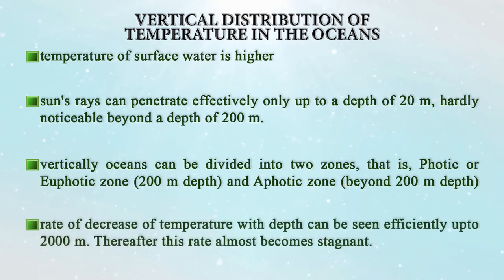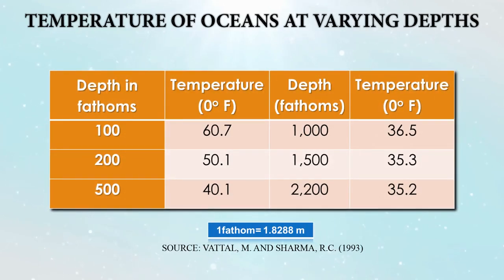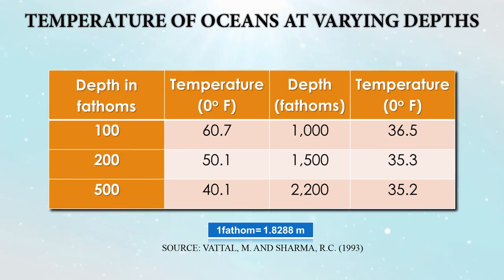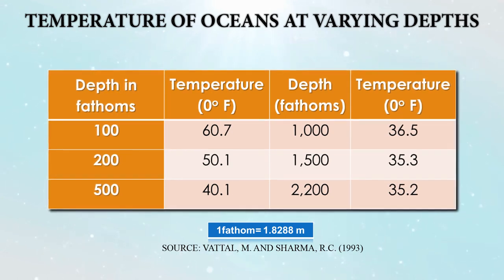One more thing is important, that the rate of decrease of temperature with depth can be seen effectively only up to 2000 meters, as it has been found due to various oceanic expeditions. Thereafter, beyond 2000 meters, the rate of decrease becomes almost stagnant. You can see this with the help of this table, temperature of the oceans at varying depths.